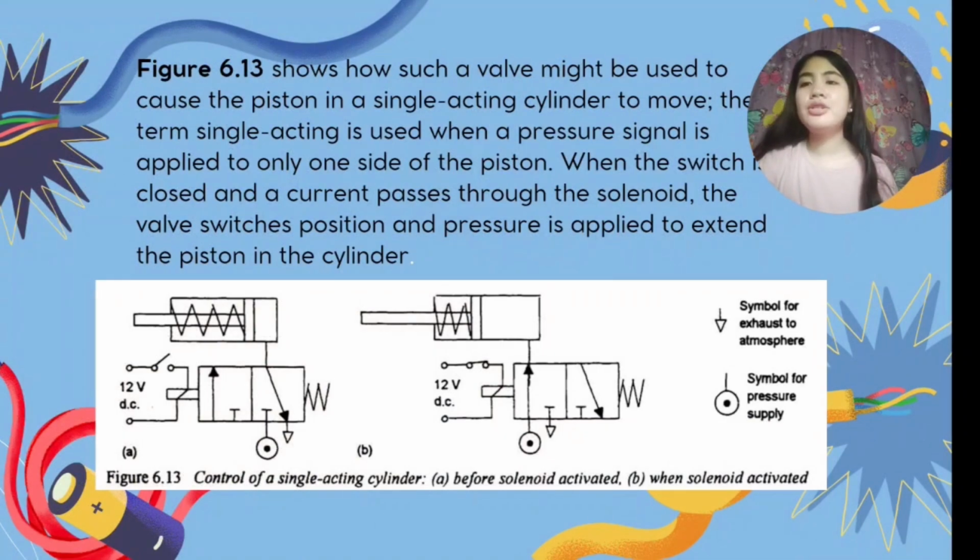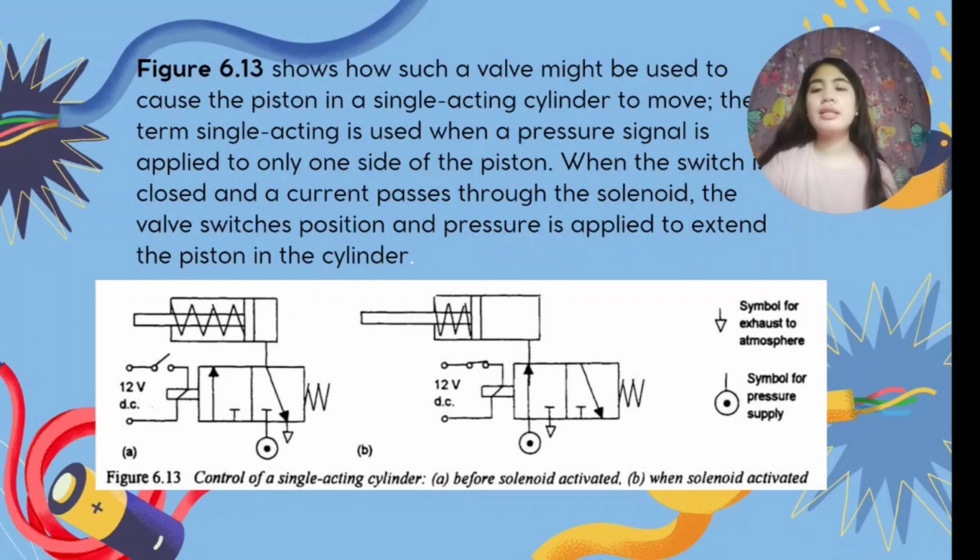Figure 6.13 shows how such a valve might be used to cause the piston in a single-acting cylinder to move. The term single-acting is used when a pressure signal is applied to only one side of the piston. When the switch has closed and current passes through the solenoid, the valve switches position and pressure is applied to extend the piston in the cylinder.